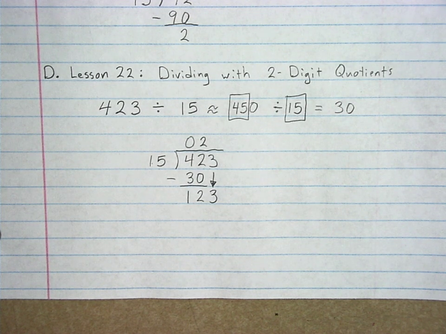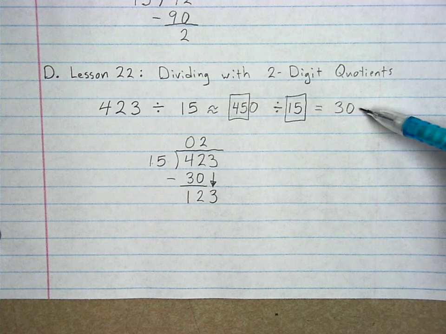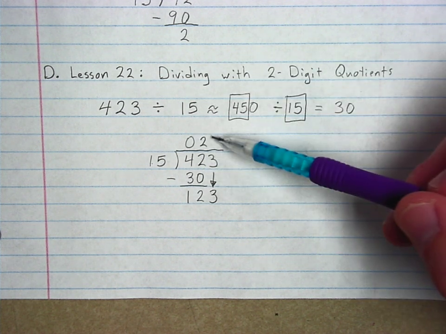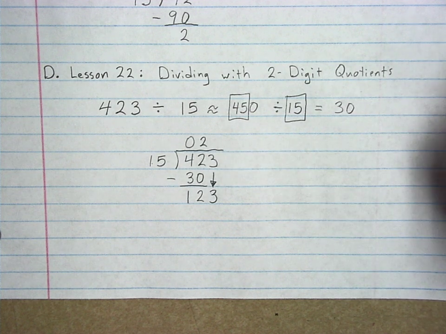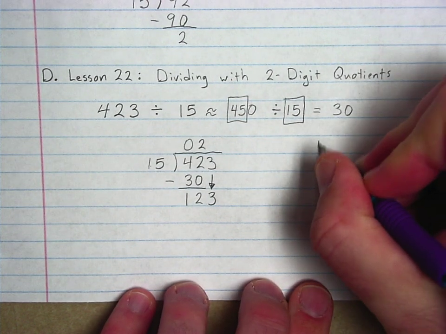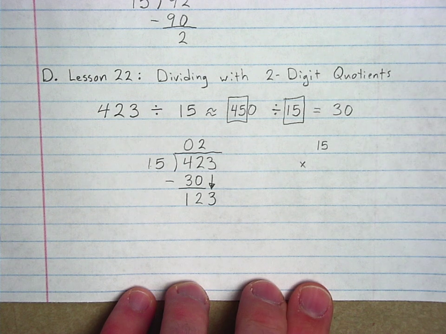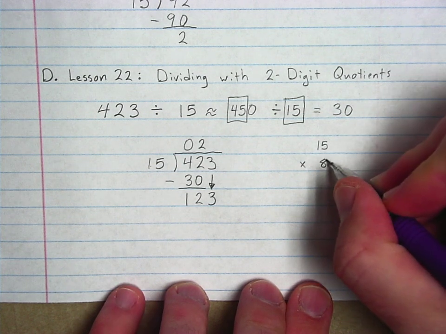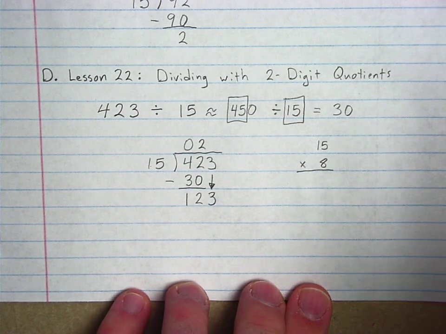How many times is 15 going to go into 123? Well, I don't know for sure, but I do know that my final answer should be close to 30. So I'm not going to go with 1 or 2. I'm going to pick a bigger number. Let's see what 15 times 8 gets me. Might be way too big.